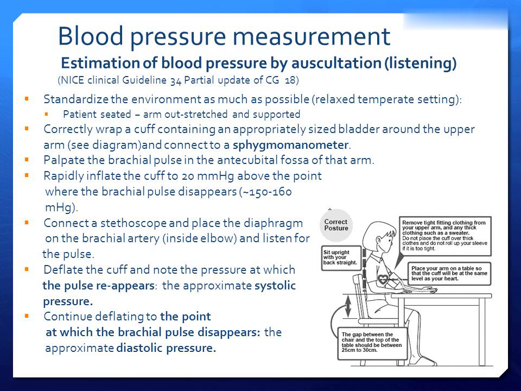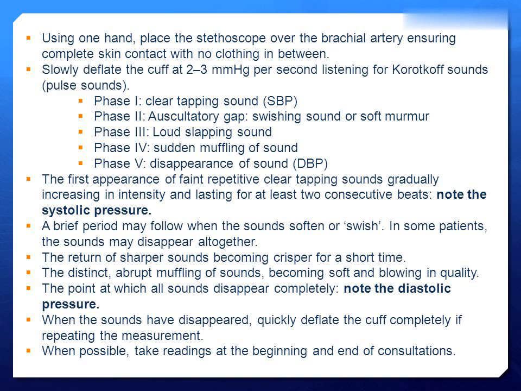Connect a stethoscope and place the diaphragm on the brachial artery, inside elbow, and listen for the pulse. Deflate the cuff and note the pressure at which the pulse reappears, the approximate systolic pressure. Continue deflating to the point at which the brachial pulse disappears, the approximate diastolic pressure. Phase I, clear tapping sound, SBP.